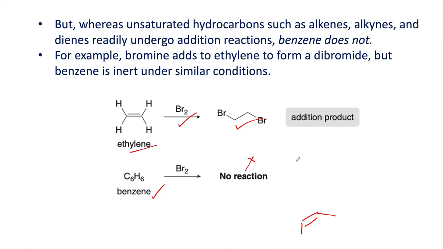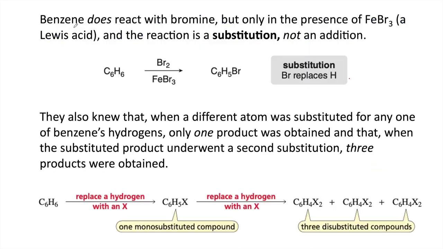So now they had the possibility that there could be some triple bond structure, or some cyclic structure which contains unsaturation. Then again they performed a bromination reaction in the presence of iron bromide. They got C6H5Br, which is a substitution product. And further they carried out substitution and replaced one more hydrogen.